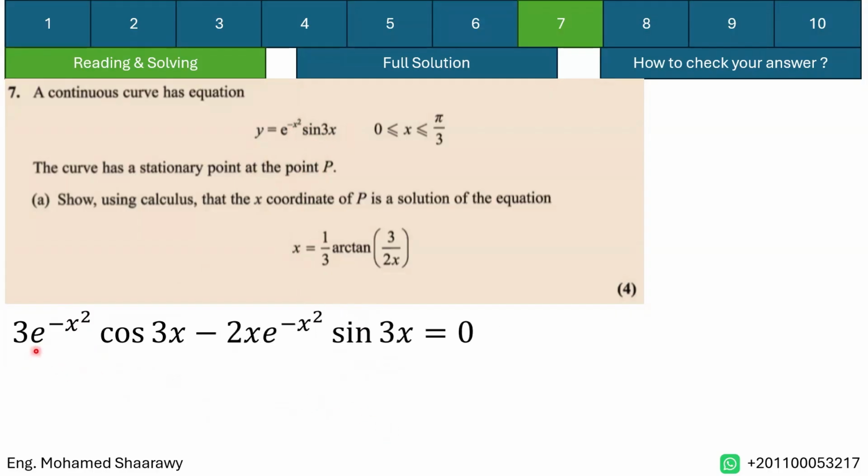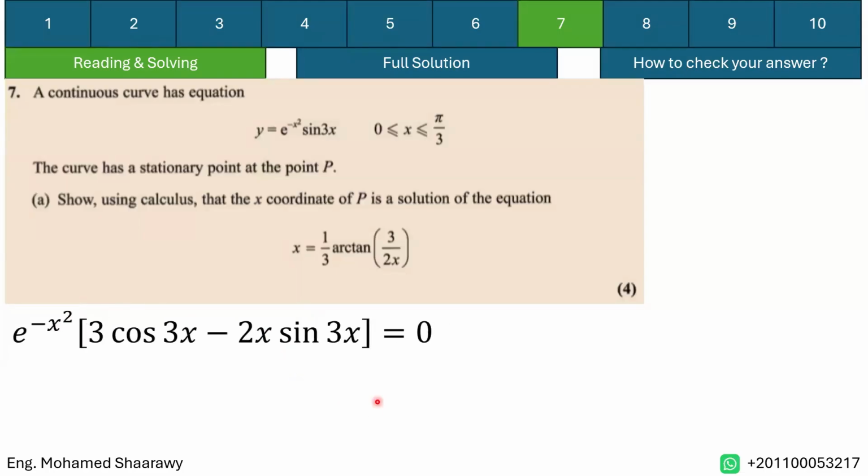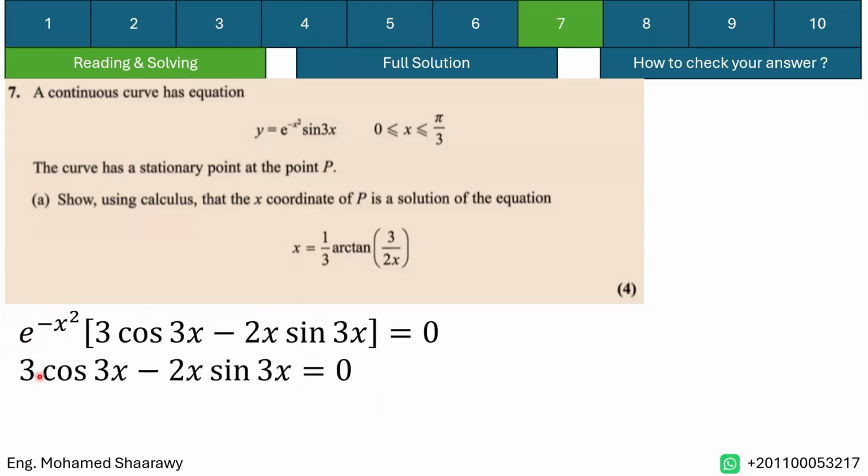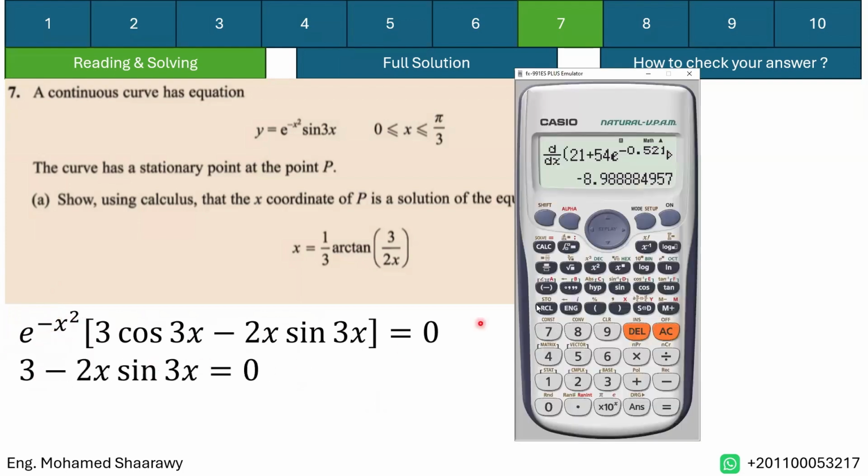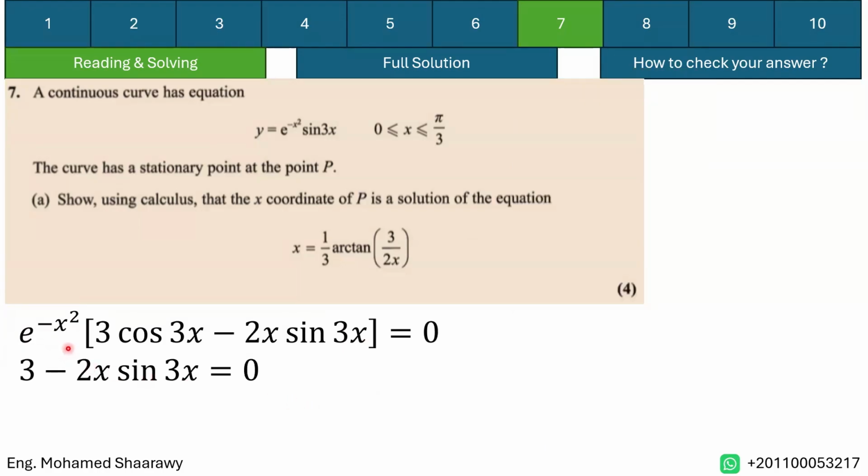Now I can take e to the power of negative x squared as a common factor, and now either this term is equal to 0, or this term is equal to 0. This term is equal to 0 when x is equal to infinity, so it's rejected. You know, e to the power of negative infinity, which is a very large negative number, is equal to 0. And actually, I don't need x to be equal to infinity because it's a trivial solution. Okay, let's focus on this one.